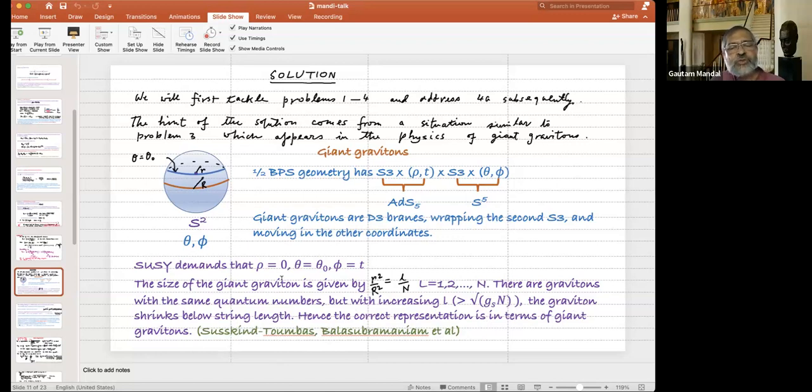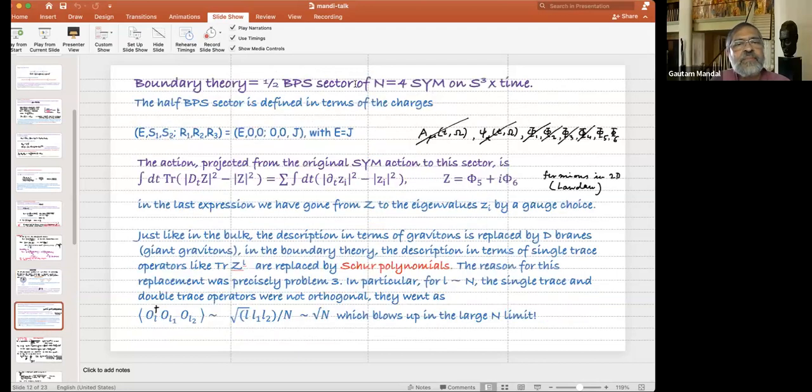So this is the bulk story. In the bulk, if you want to describe high angular momentum, then you cannot use point-like gravitons, but you rather should use the description in terms of D-branes. So that is the bulk story.